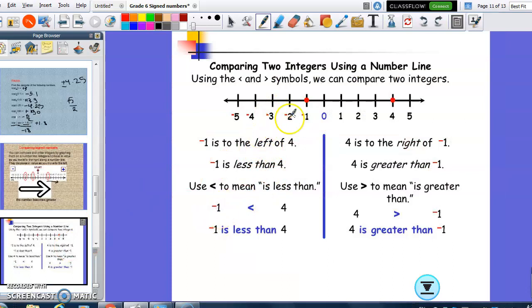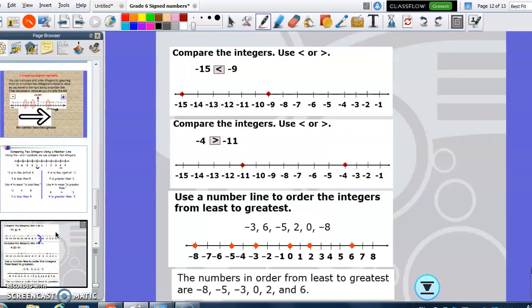Let's take a look here. Minus 1 and plus 4. So minus 1 is to the left of plus 4. So minus 1 is smaller than plus 4, or we can say plus 4 is greater than minus 1. Another example. Minus 15 and minus 9. So as we go to the left, the number becomes smaller. So minus 15 is smaller than minus 9, or we can say minus 9 is greater than minus 15. Here, minus 4 and minus 11. So minus 11 is to the left of minus 4, so minus 11 is smaller than minus 4. Or we can say minus 4 is greater than minus 11.